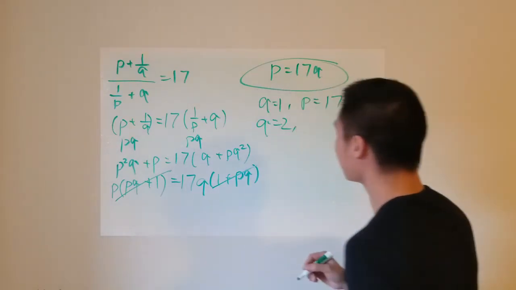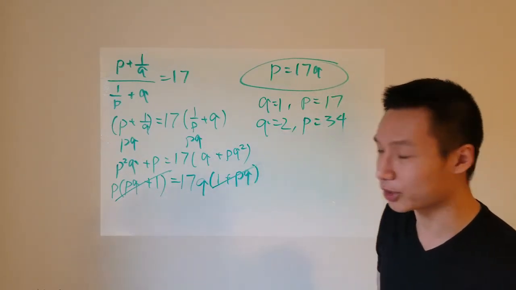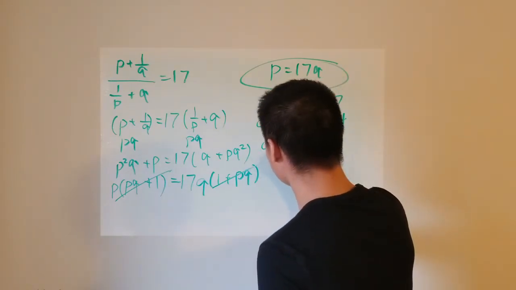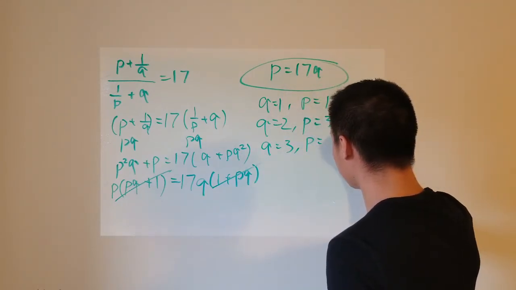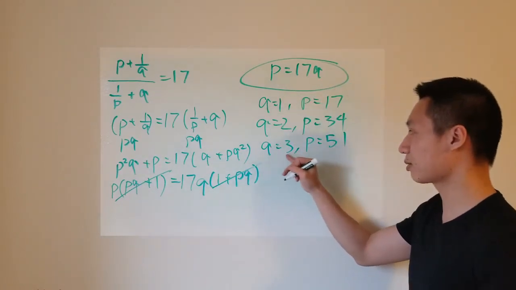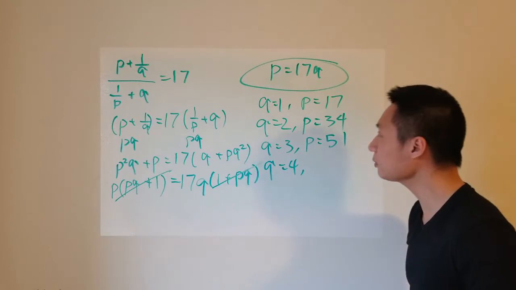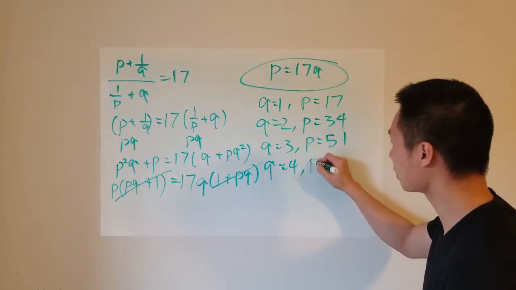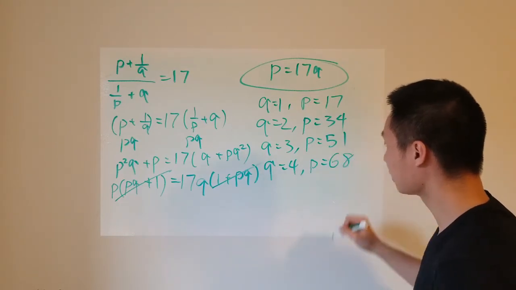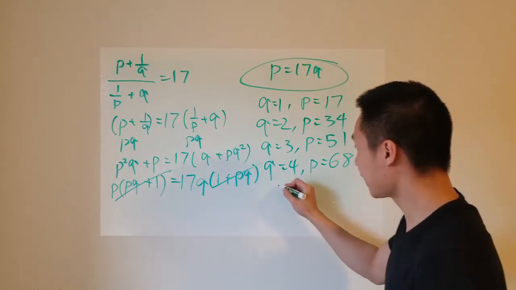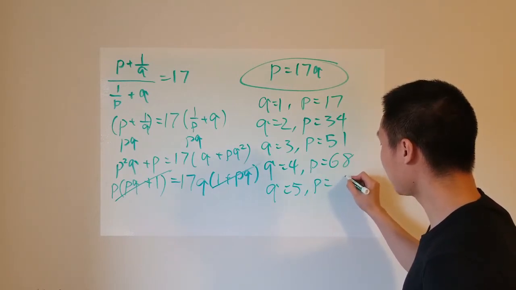Can q equal 2? Yes, because if q is 2, then p will equal 34, and 2 plus 34 is also less than 100. So far, so good. Can q equal 3? If q is equal to 3, then p will have to equal 3 times 17, which is 51. That also works, because 3 plus 51 is way less than 100. Can q equal 4? If q is equal to 4, then p would equal 4 times 17, which is 68, so this also satisfies p plus q less than 100. Can q equal 5? Then p will have to equal 85.